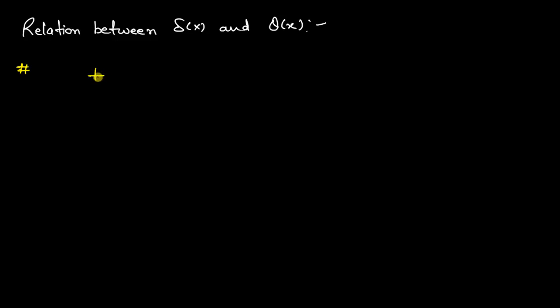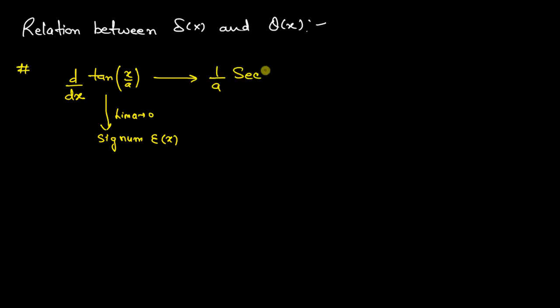So we have seen this example. This is tanh of x by a. In the limit when a goes to 0, this function represents the signum function, which we have represented as e of x. If we take the derivative of this function with respect to x, which we have done earlier, this will come out to be 1 by a sech squared of x by a, and this will represent the Dirac delta function in the limit when a goes to 0.